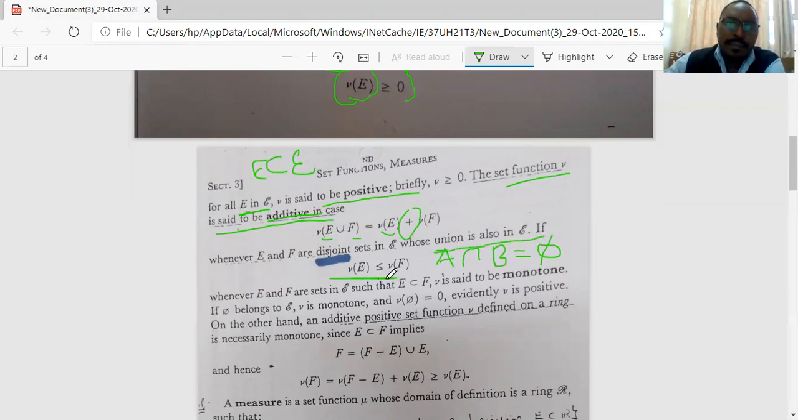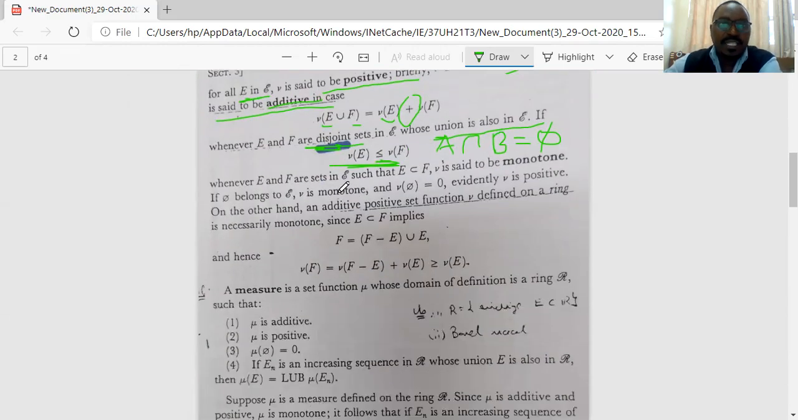V of E is less than or equal to V of F whenever E and F are sets in E such that E is contained in F, and V is therefore said to be monotone. We talk of monotone in real analysis because we talk of monotone increasing or monotone decreasing. In this case, it is just monotone. A sequence that is increasing or decreasing, we simply say it is monotone.